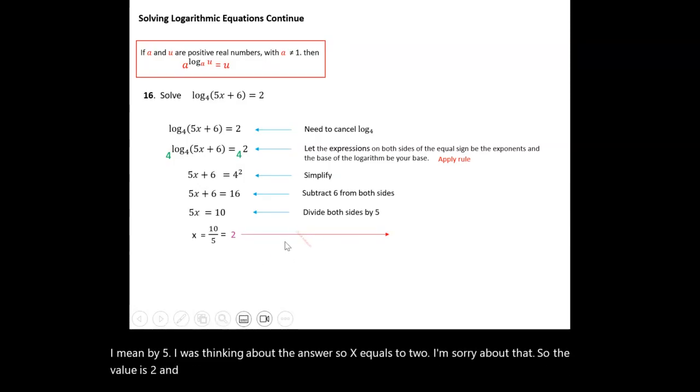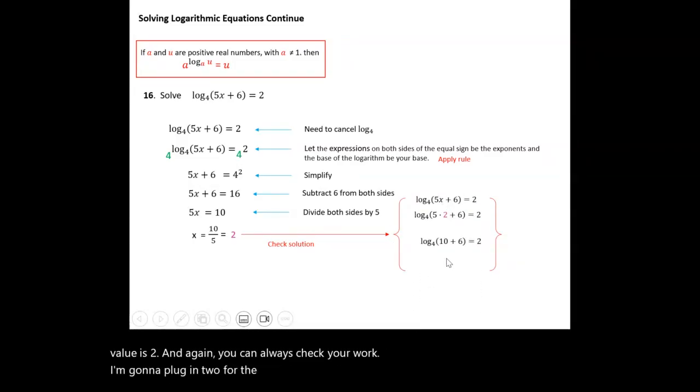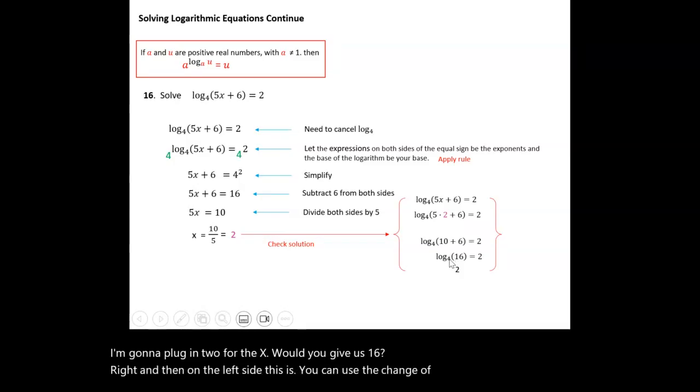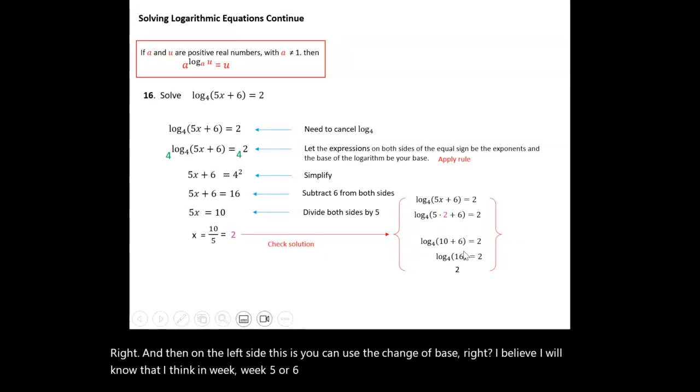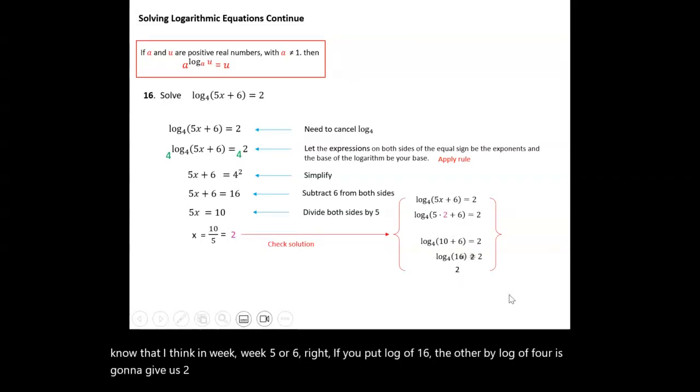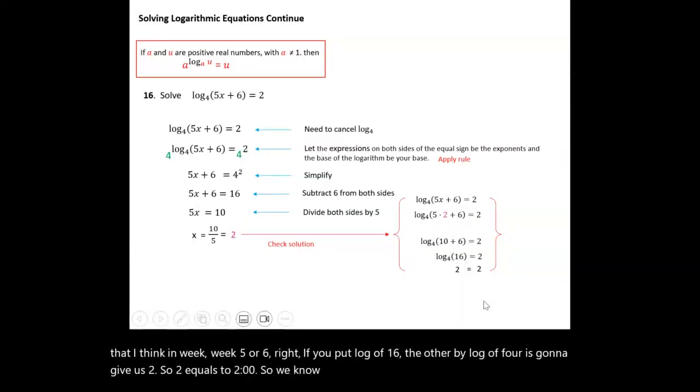And again, you can always check your work. I'm going to plug in 2 for the x, which will give us 16. Right, and then on the left side, you can use the change of base. I believe I went over that in week 5 or 6. If you put log of 16 divided by log of 4, it's going to give us 2. So 2 equals 2. So we know that's the correct answer.